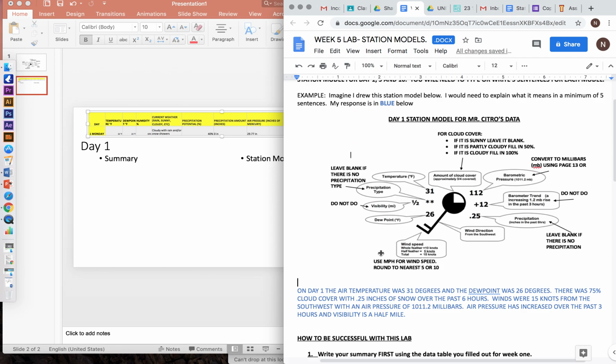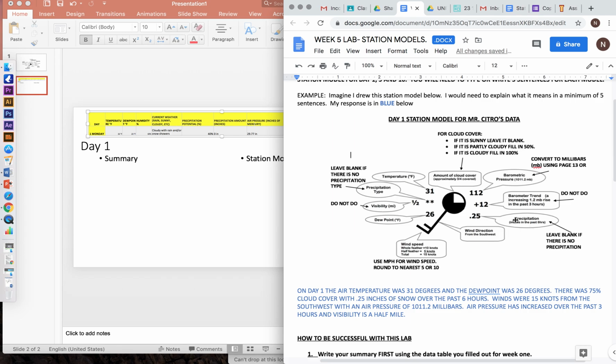Wind speed, we measured it in miles per hour because we use the American system here, and we're weird. We don't use metric. So just use miles per hour and round it to the nearest 5 or 10 because we only use 5 for half feathers and 10 for a full feather. So we can't do 17. You'd want to round that down to 15. Wind direction, remember that's the same direction you had. It's always labeled by the direction it's coming from.